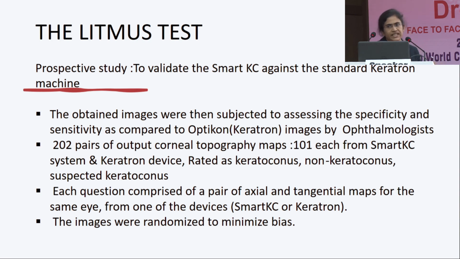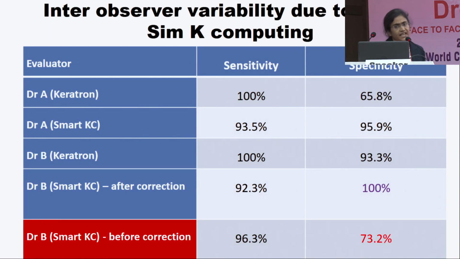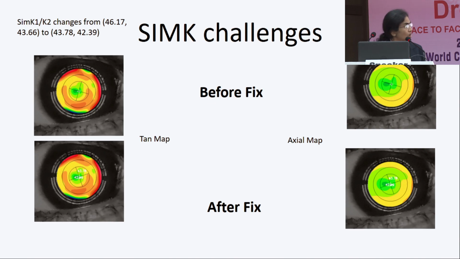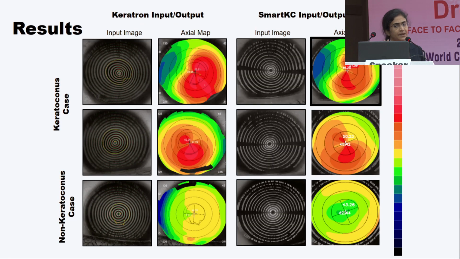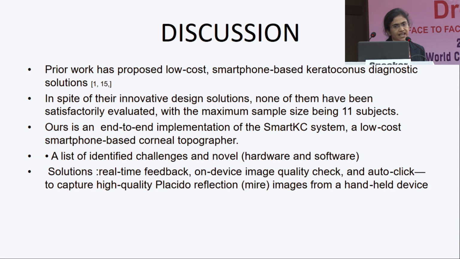Once we did this, the litmus test was whether this machine is capable of screening as equal to a standard keratron. So we did this by taking patients, and we found that there was nearly 100% sensitivity and 92% specificity, and we had issues when the SIMK computing was wrong. There was a movement error here, so the SIMK was taken initially for 5. Once it was corrected to 3, we got repeatable images similar to that of keratron. So this is our result.